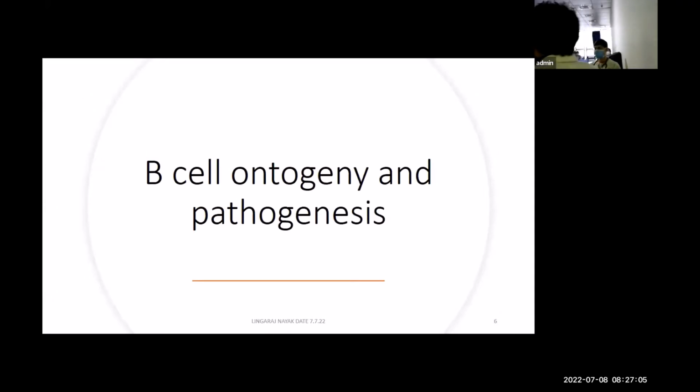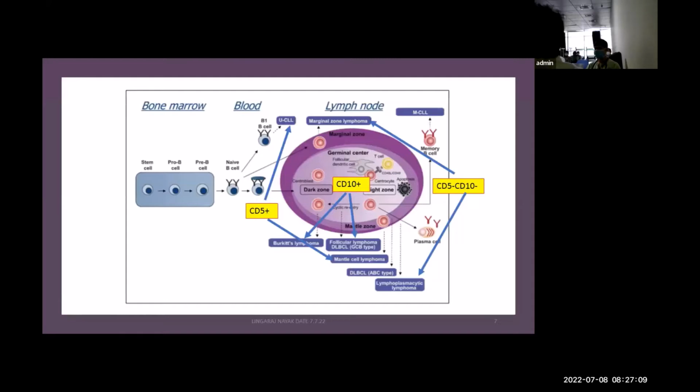So now, before I move into the diagnosis and the disease biology, I thought I will just discuss something about B cell ontogeny and how lymphomagenesis occurs in B cells. This will answer a lot of questions about how you interpret your reports in your flow cytometry, your IHC, and what I mean when I say CLL is mutated or unmutated, and many more things of that kind.